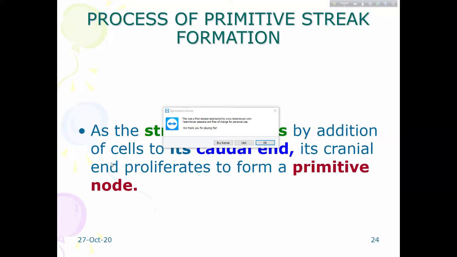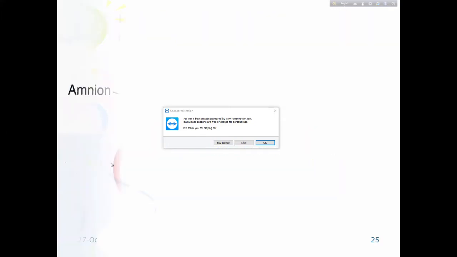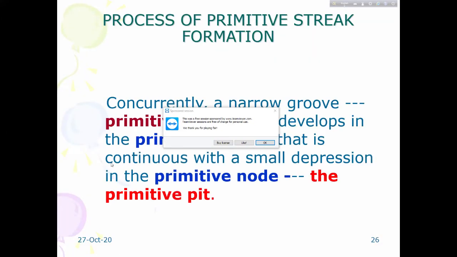That is what I was talking about, that as the primitive streak elongates by addition of cells to its caudal end, its cranial end proliferates to form a primitive node. And then a narrow groove, we will call it the primitive groove, develops in the primitive streak. This groove is continuous with a small depression in the primitive node, the primitive pit. Pit means ditch.